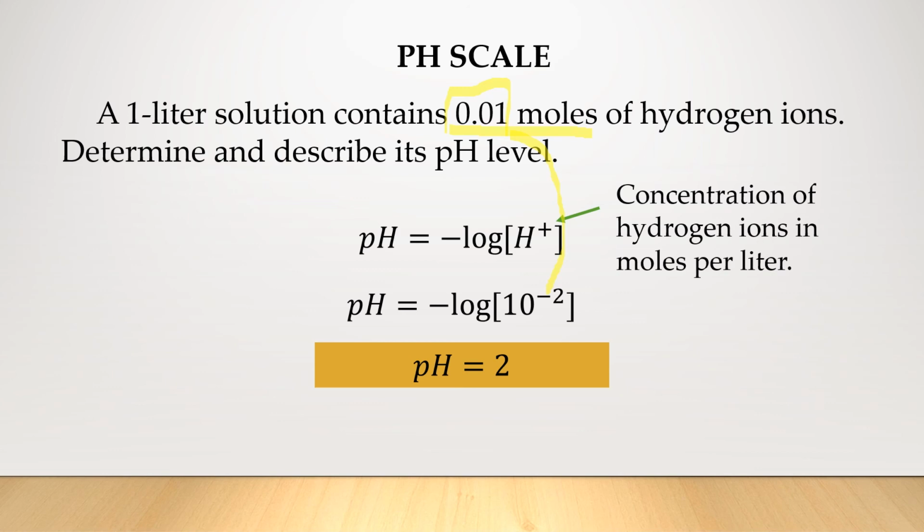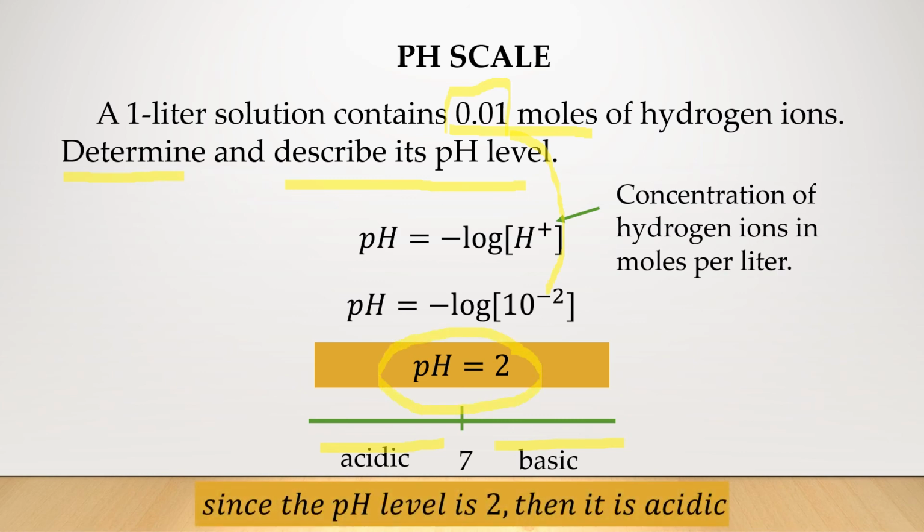So, na-determine na natin yung pH level. And describe naman natin yung pH level. So, we have 7 as neutral sa ating pH. At kapag mas mababa sa 7, that is acidic. At kapag naman mas mataas sa 7, that is basic. Yung acid at bases natin. Since ang pH level natin ay 2, therefore, it is acidic.